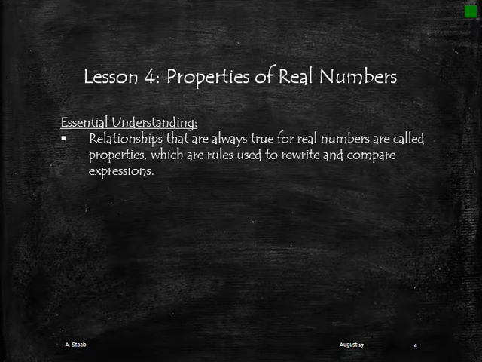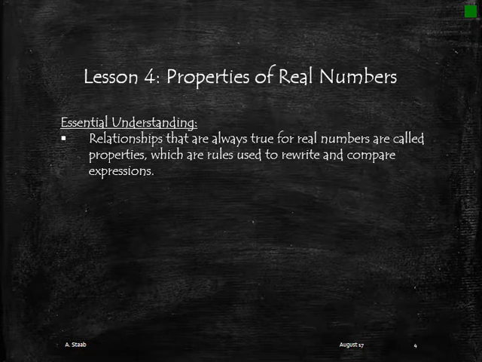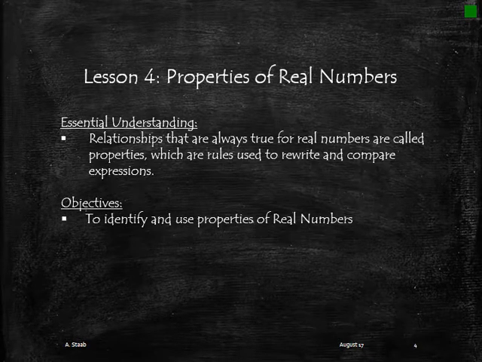Your essential understanding: relationships that are always true for real numbers are called properties, which are rules used to rewrite and compare expressions. Important properties include the commutative property of addition and multiplication, the associative property of addition and multiplication, the identity property, the zero product property of multiplication, and the multiplication property of -1. So we'll be talking about those in tonight's lesson. Your objective is to identify and use properties of real numbers.